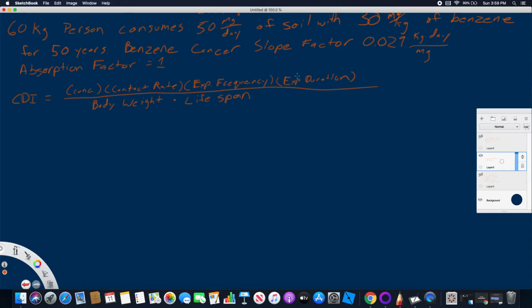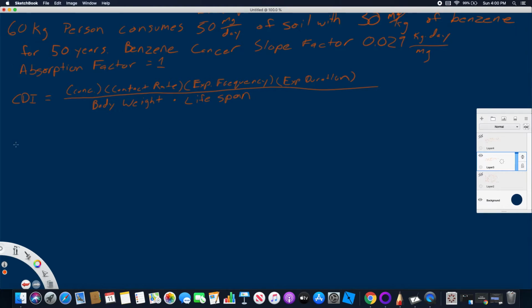Exposure duration is obviously how long you were exposed, in this case 50 years. So think about how long you were working. Then you average that out based on a person's body weight. Usually we'll use an average male adult body weight of 70 kilograms. It might give you a different value, but if it doesn't give you something, then it's probably going to be 70. And then lifespan, which again is an average value, typically 70 years, 365 days per year.